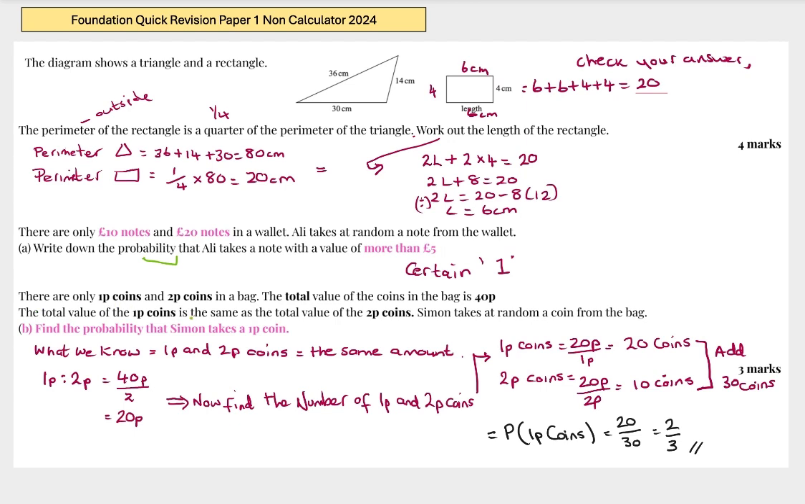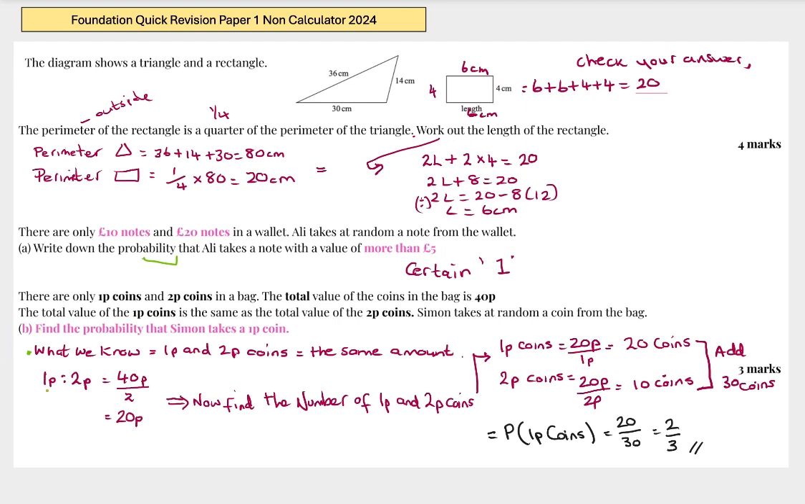There are only 1p coins and 2p coins in a bag. The total value of the coins in the bag is 40p. The total value of the 1p coins is the same as the total value of the 2p coins. You're thinking that doesn't make sense, but I'll explain. Simon takes at random a coin from the bag. Find the probability that Simon takes a 1p coin. So let's write down what we know. What we know is that 1p and 2p coins basically equal the same amount. So in the bag, they're going to equal the same amount.